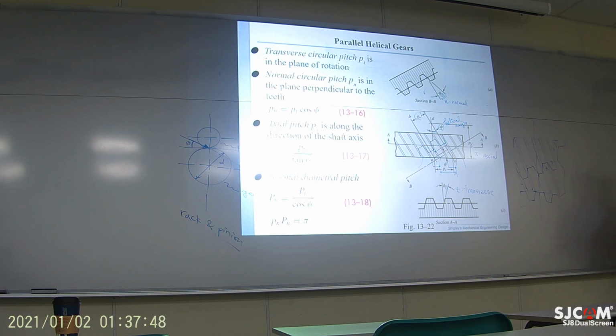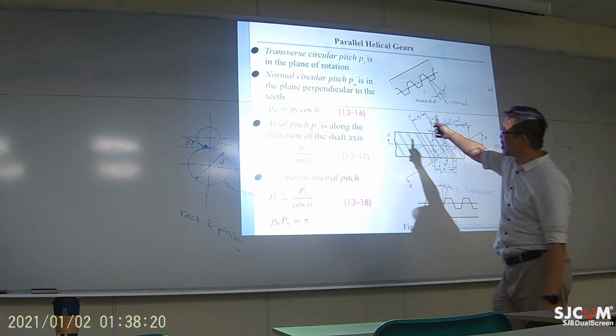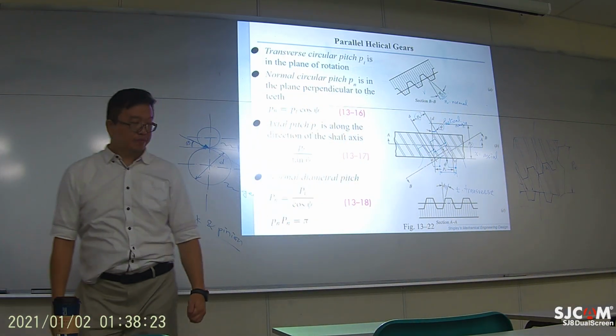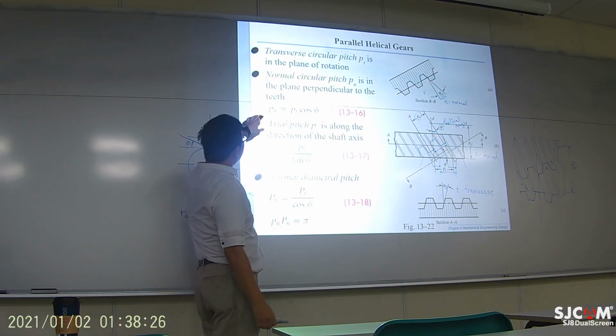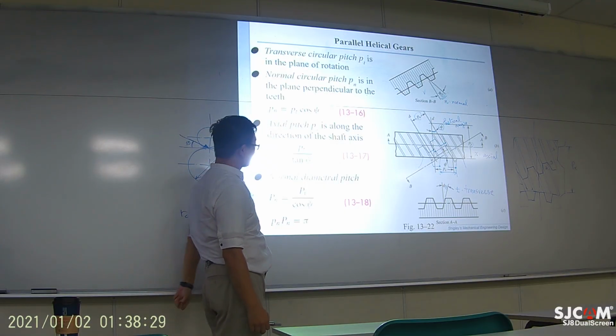If you view from this side, your eyeball is now perpendicular to the central axis. You actually can see a periodic profile. So you can actually measure the pitch as well. It's called Px, the pitch along the axial direction. So that's why right here is giving you how to compute Pn, Pt, and Px.